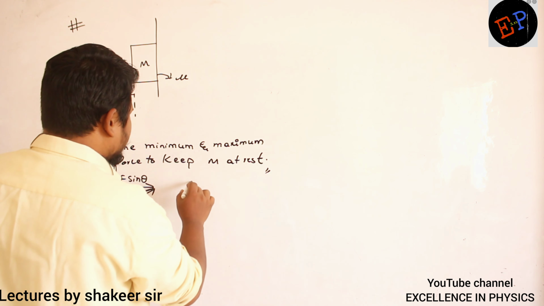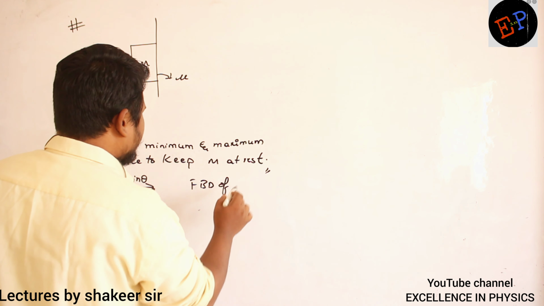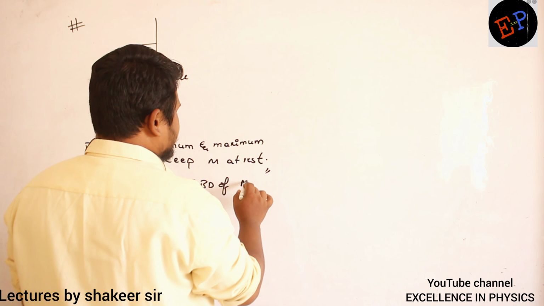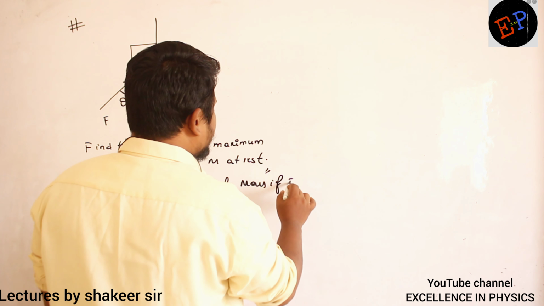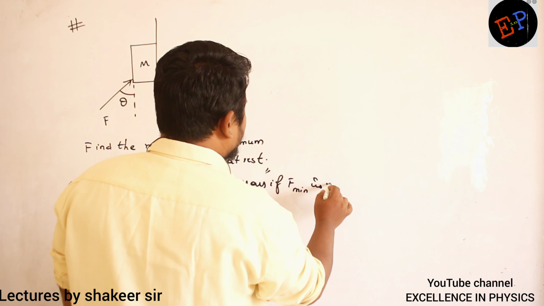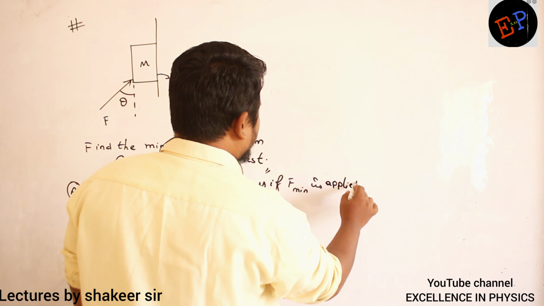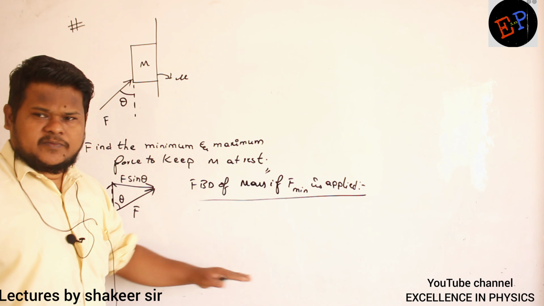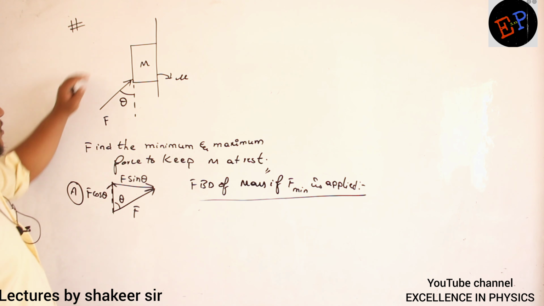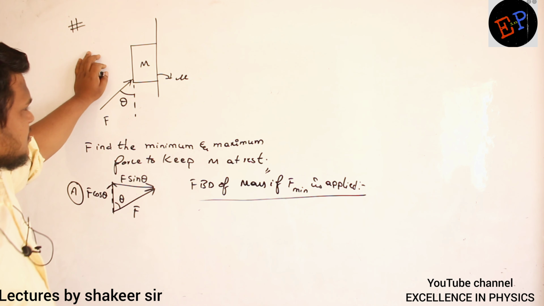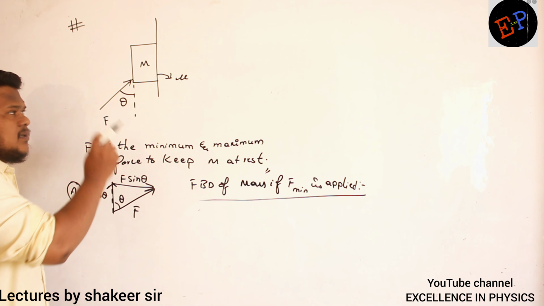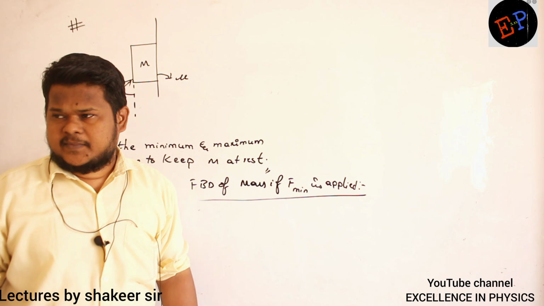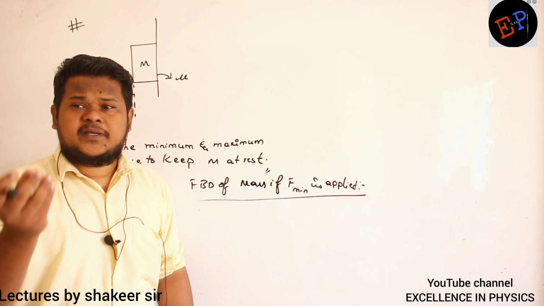Then let us draw the free body diagram of the mass if minimum force is applied. Minimum force is applied. Clear? So how can I draw the free body diagram if minimum force is applied? Can you say what is meant by minimum force being applied? Very little force I am applying so that this body doesn't fall down. Can you explain what is meant by minimum force?